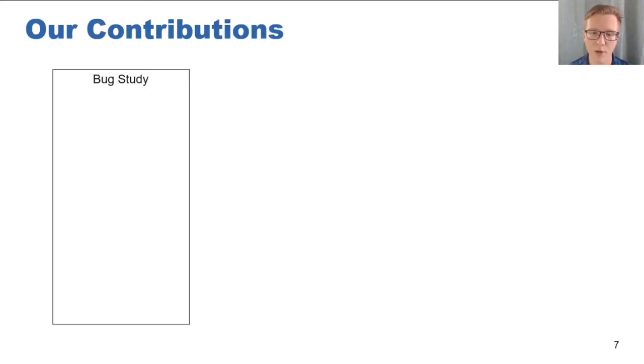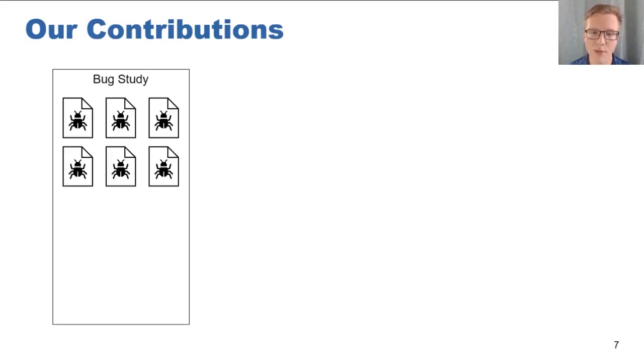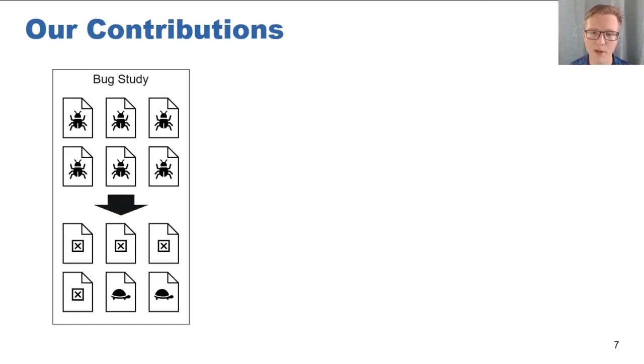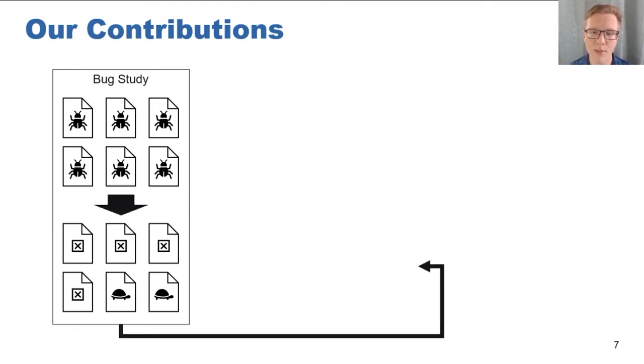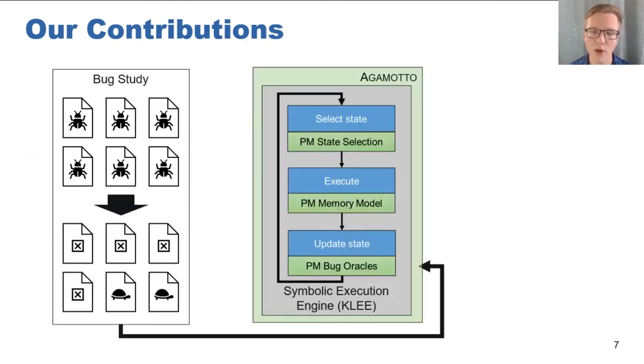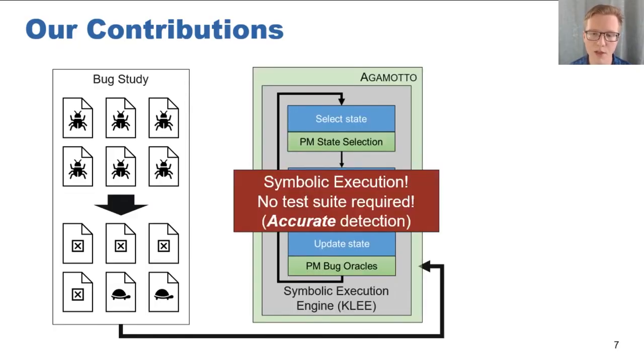This examination of prior work led to our work. We first performed a study of persistent memory bugs to determine what real bugs look like in practice. We examined a number of bugs across different applications and found two predominant patterns of persistent memory bugs. Importantly, we discovered that these patterns are independent of program semantics, and they can be detected automatically with no source code changes. We then used these patterns to inform the design of our tool, AGAMOTTO. AGAMOTTO is a symbolic execution tool, and we leverage symbolic execution to eliminate the need for large, curated testing suites by testing many program paths symbolically.